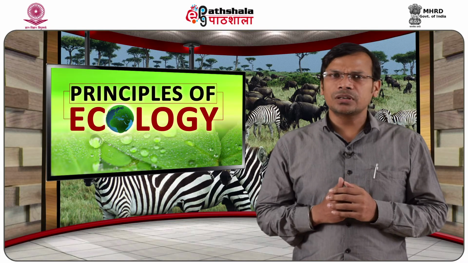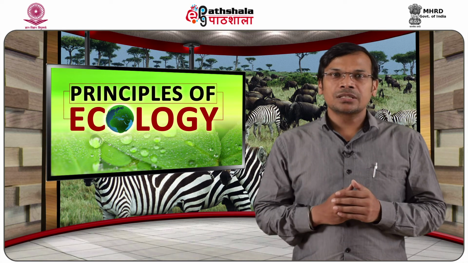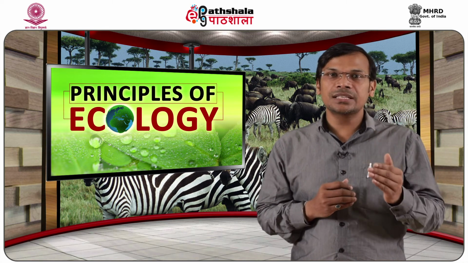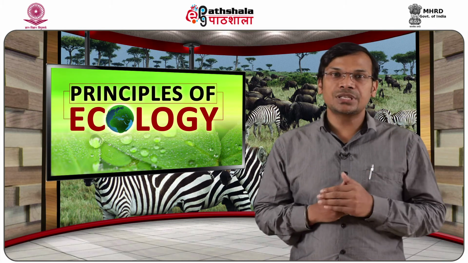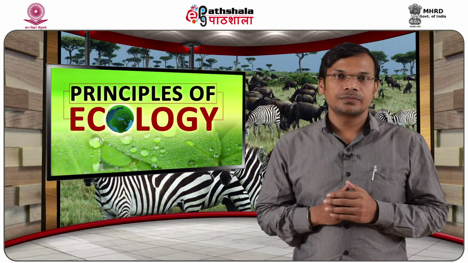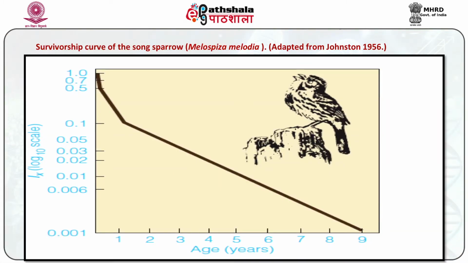Many survivorship curves show components of these three generalized types at different times in the life history of a species. In song sparrow Melospiza melodia, there is high mortality in the juvenile stage, that is type 3 survivorship curve, and in adult stage it becomes linear, which represents type 2 or diagonal type survivorship curve.